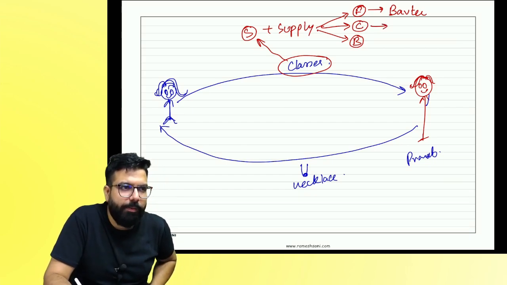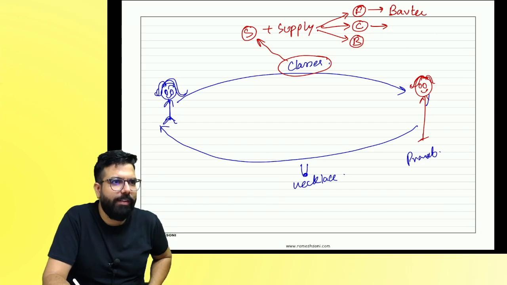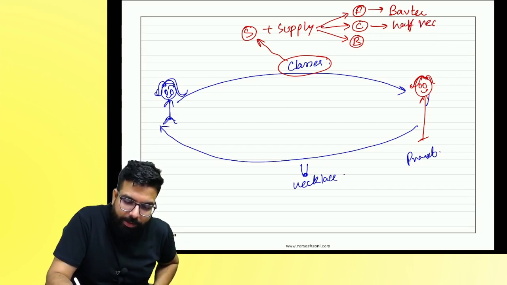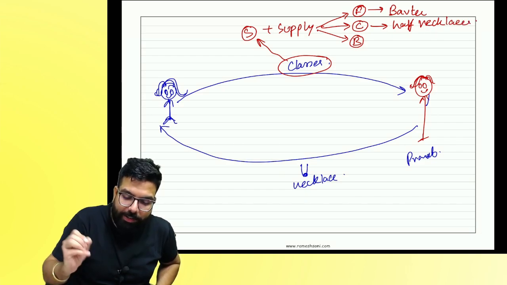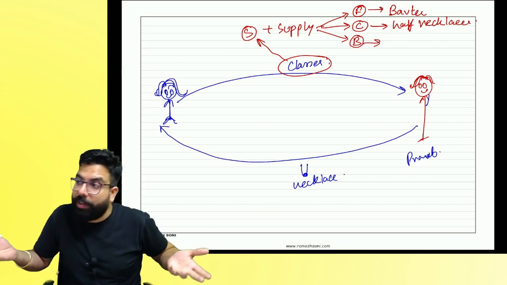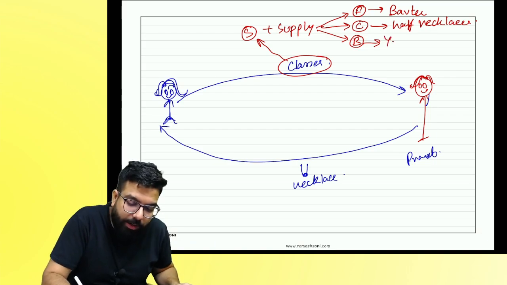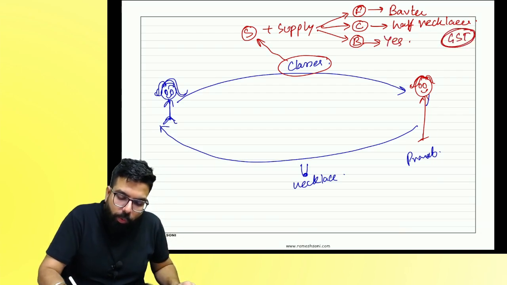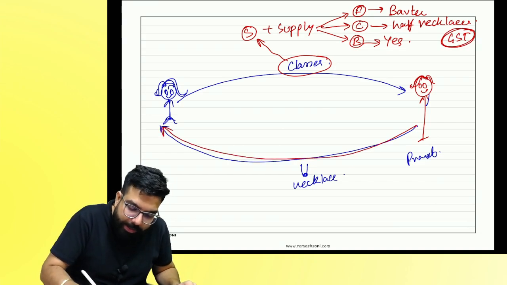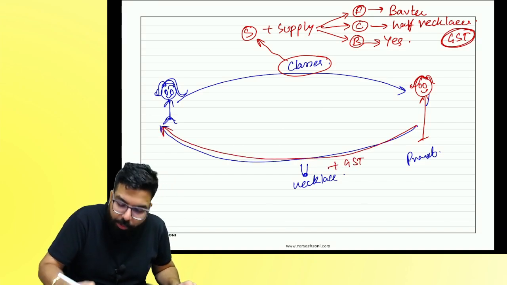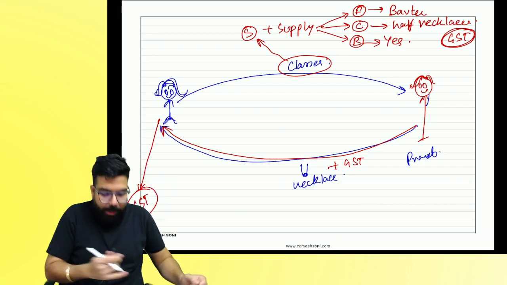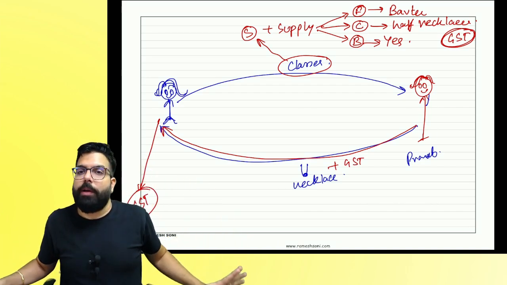What did you give, Pranav? Half necklace. He gave me half necklace. Is it my business to teach? It's in the course of my business. Will GST get imposed? When I take the necklace, I should collect GST also from him, and I should pay the GST to the government. Are we all clear till here?